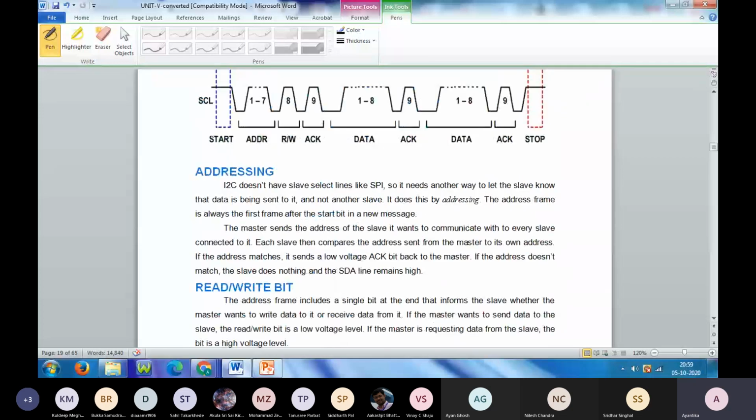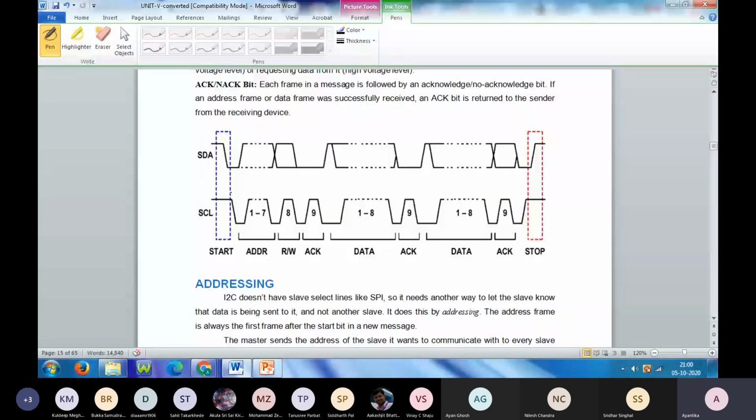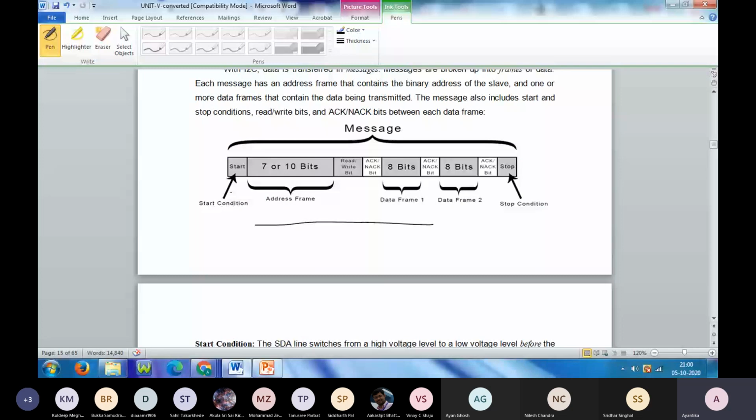Wait. Now you see this. Now this is the start frame, because that will give the receiver the idea from where it will start to check. This defines some space that you can consider as interframe space. If you are receiving multiple messages, the receiver will get the idea from where to start and check.